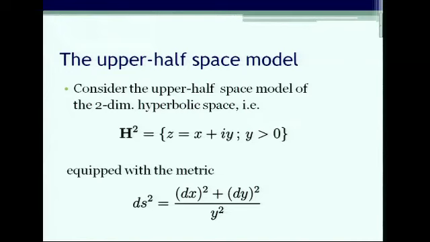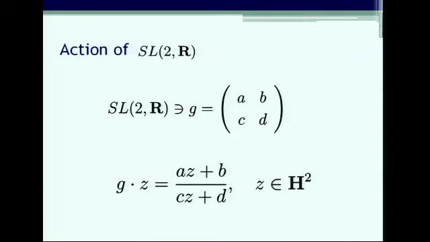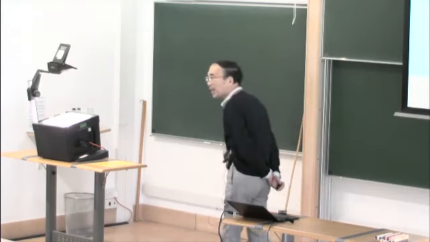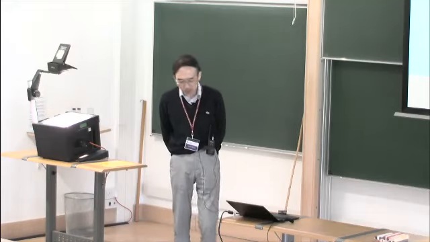Let us pick the upper half space model. Consider the upper half space in two-dimensional space equipped with this metric. This makes the upper half space a hyperbolic space. We consider the group SL2R and let G act on the upper half space by the fractional linear transformation. This gives an isometry on the upper half space with that metric.